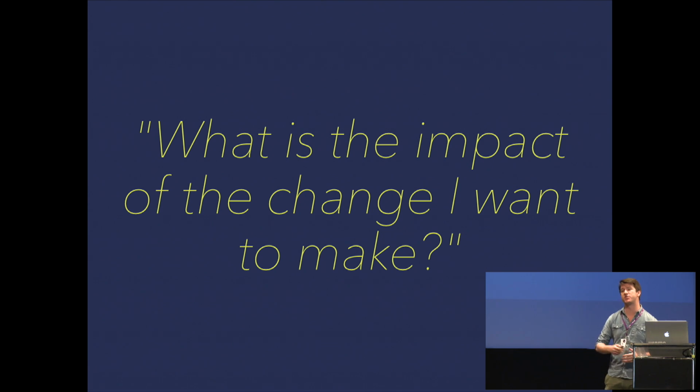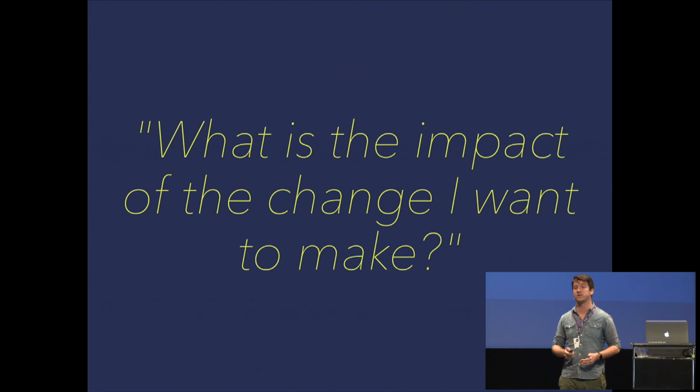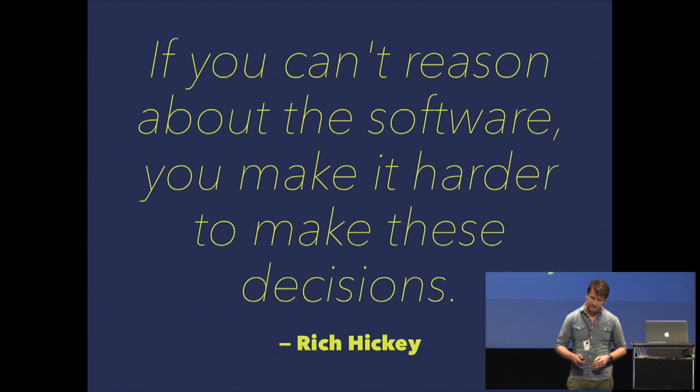As you're going through making changes in your application, you may ask this question: what is the impact of the change that I want to make? Rich Hickey said, if you can't reason about the software, you make it harder to make these decisions. Leveraging immutability helps us understand and reason about our code. We remove the complexity of time and values over time. I propose that by designing with immutable data structures in mind, you'll be able to confidently make decisions about data flow in your application with fewer concerns.